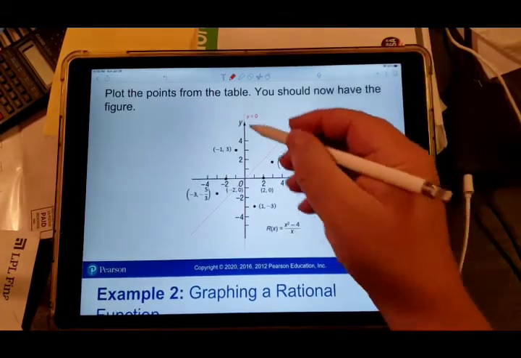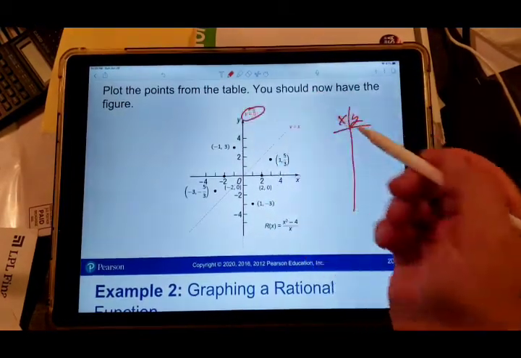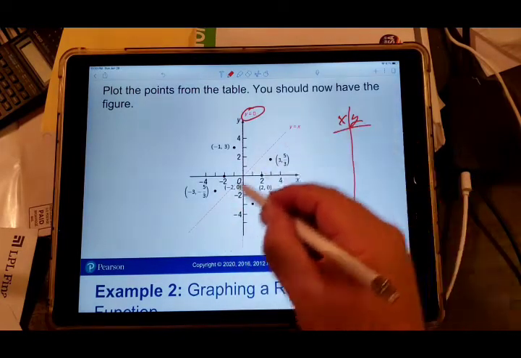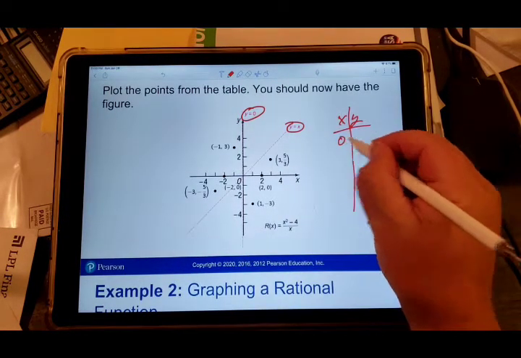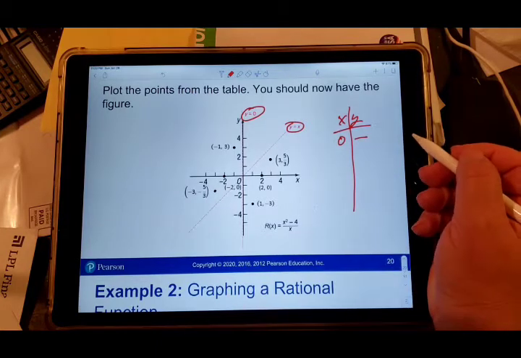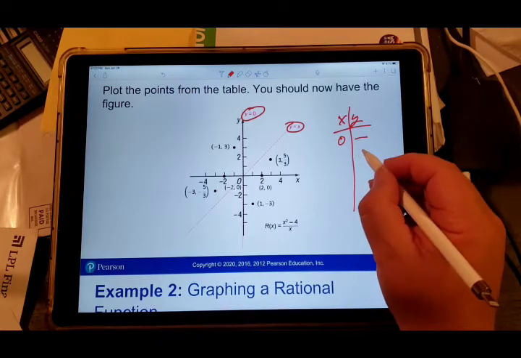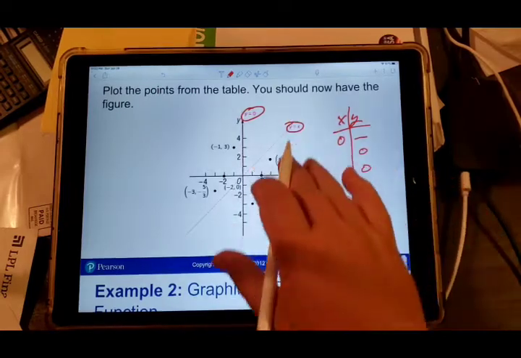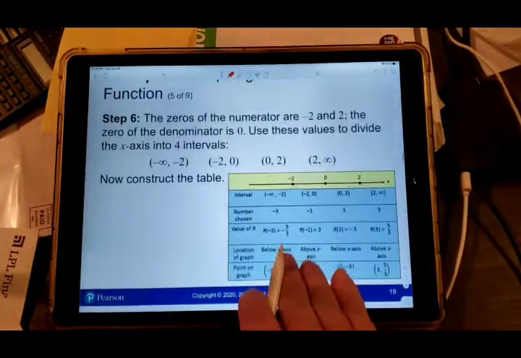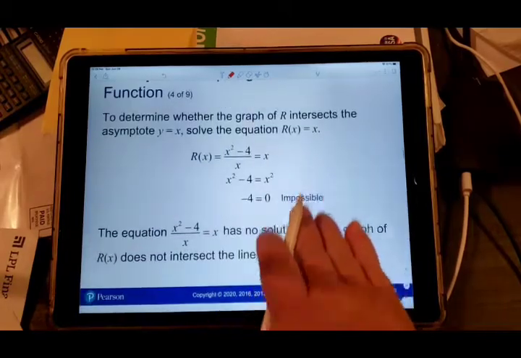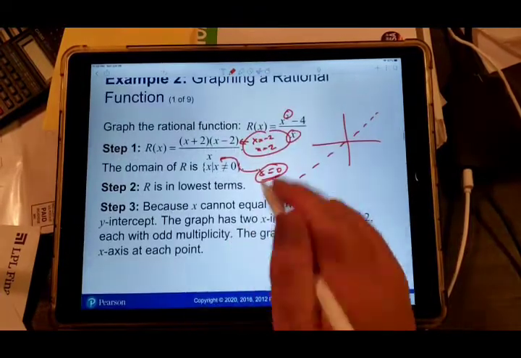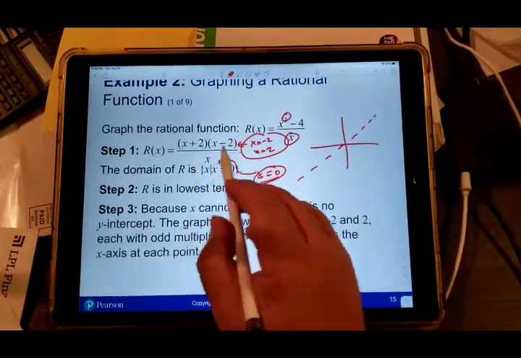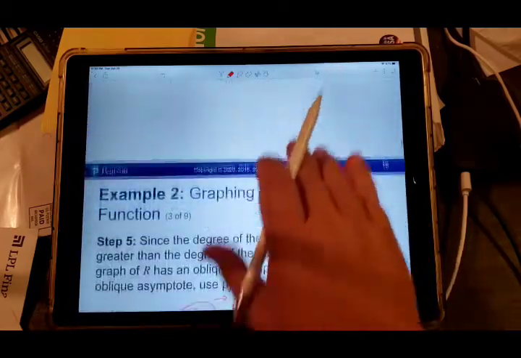So setting the denominator equal to 0 revealed the vertical asymptote. Long division revealed that number there. If I let x equal 0, it's undefined, it doesn't work. And when is y equal to 0? Well, it happened twice. What's the equation? When the numerator equals 0. Right? Y equals 0 when the numerator equals 0. So plus or minus 2.